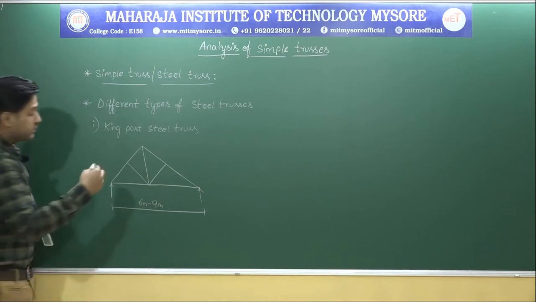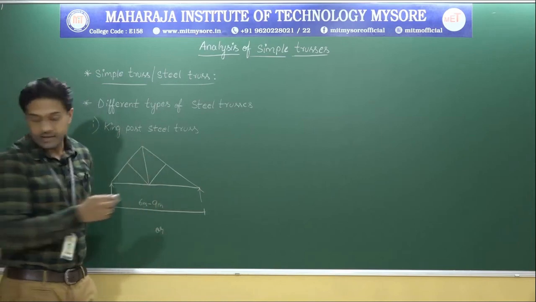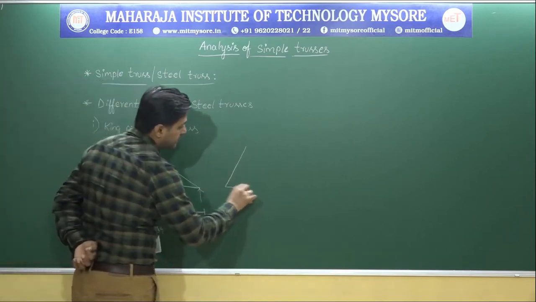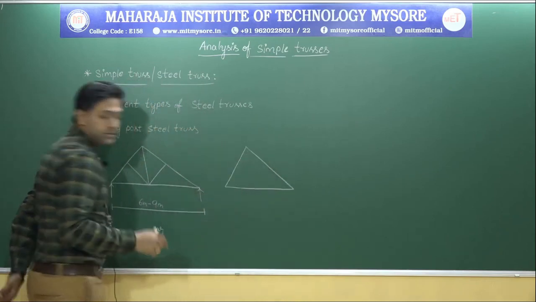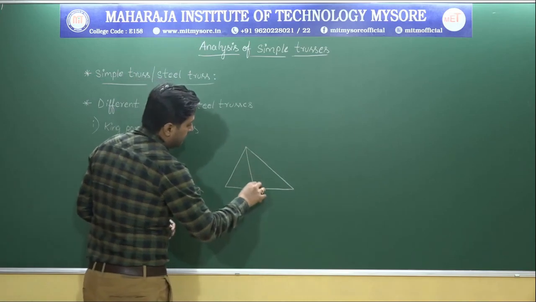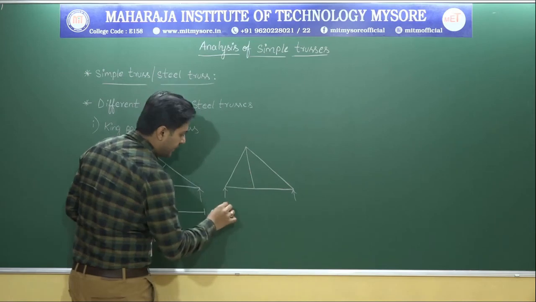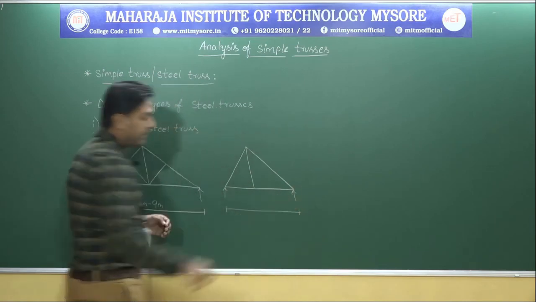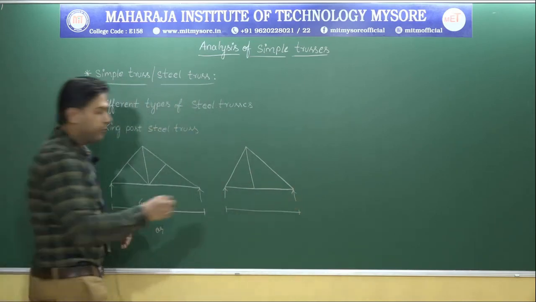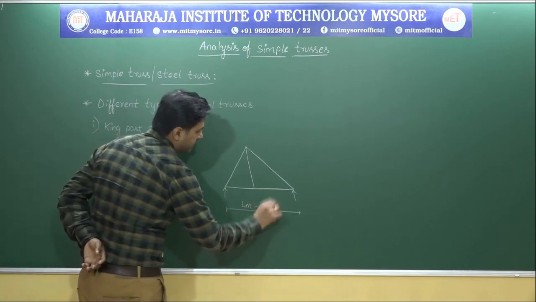So, there is one more type of king post steel truss. That can also be written as a simple king post steel truss. Okay. It is a simple one. And this kind can be provided whenever the span is 4 meter to 6 meter.